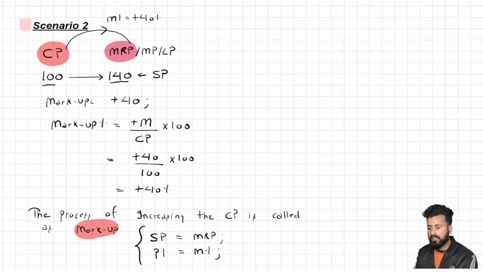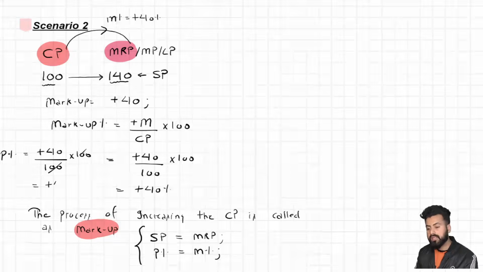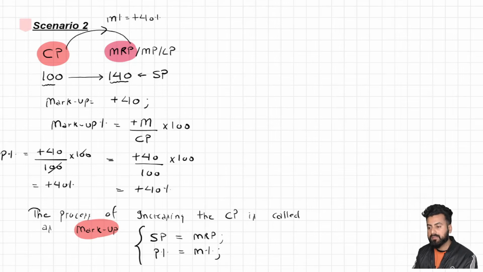Since he is making profit, so can you calculate profit percent? You would say, sir, he is making a profit of 40 over which price? Over cost price. And then to convert, we'll multiply this fraction by 100. And you would realize, okay, I'm getting the same profit percent as the markup percent value.